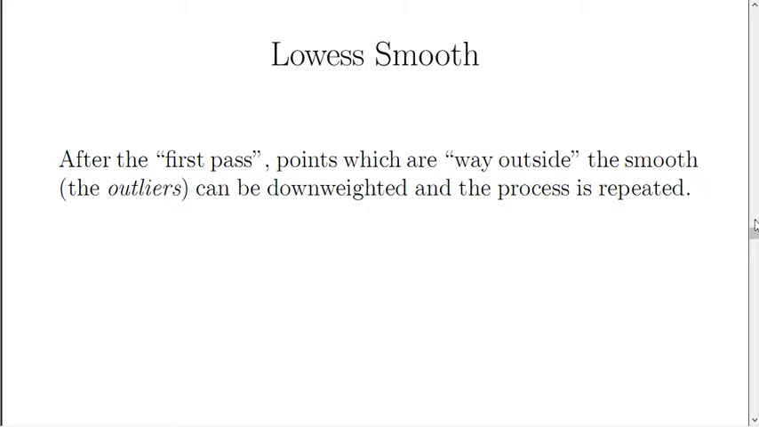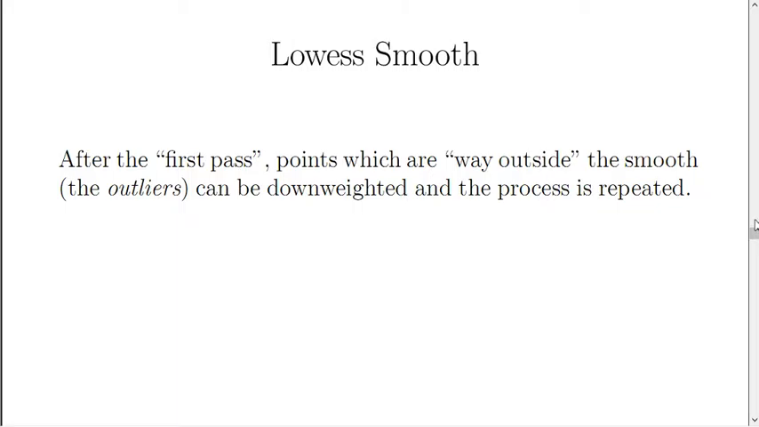After the first pass, we can add on to the low-S smooth in a sometimes very useful way. After the first pass, we've got a smoothed estimate. Then we can subtract the smoothed estimate from the data to get residuals. Then the residuals can be scanned to see what data points are way outside the smooth, the points that might be called outliers.